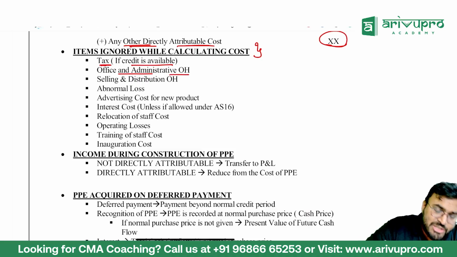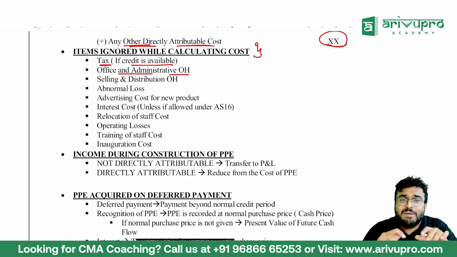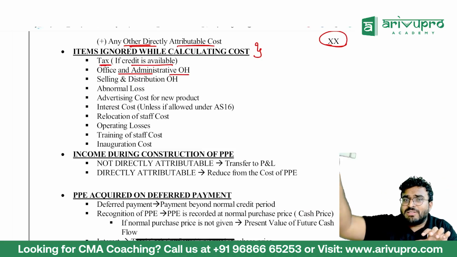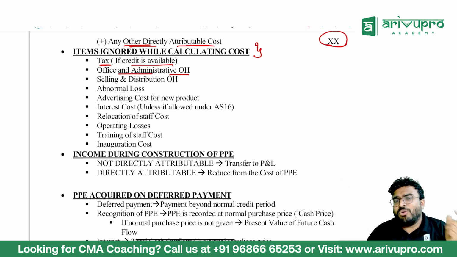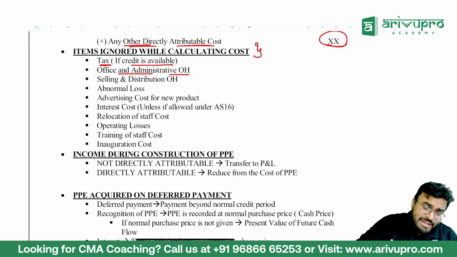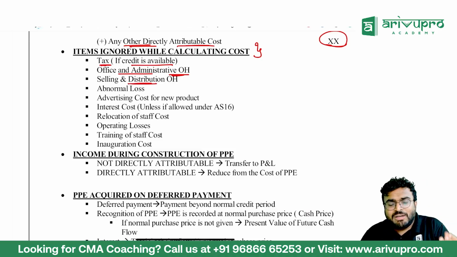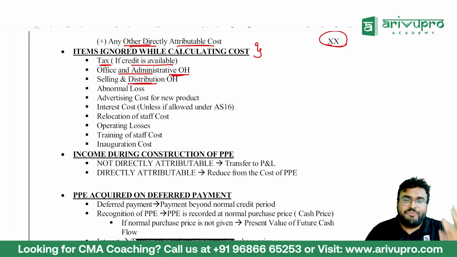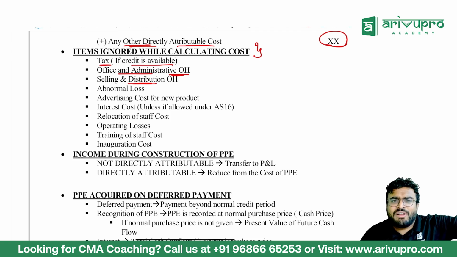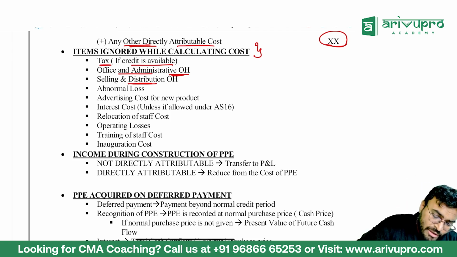Office and administration overhead. One of you is sitting in the office and passing journal entries when the building is getting constructed. You don't have a direct impact on that. That's why it is considered indirect and it is ignored. Selling and distribution overhead. Machinery is getting manufactured. Someone is selling goods. That fellow does not have a direct impact on the construction or manufacture of the PPE. So we are going to ignore it.